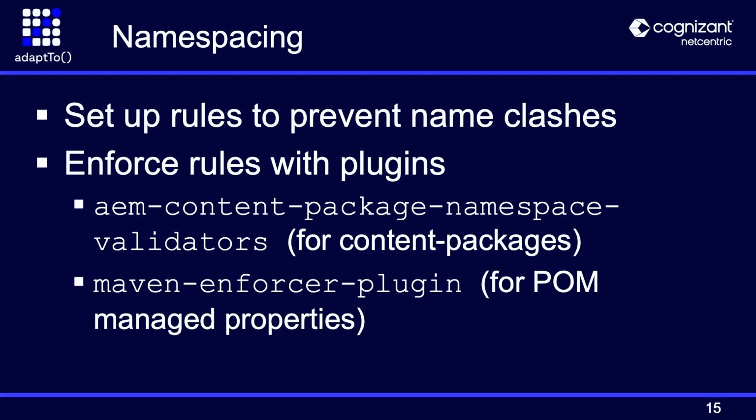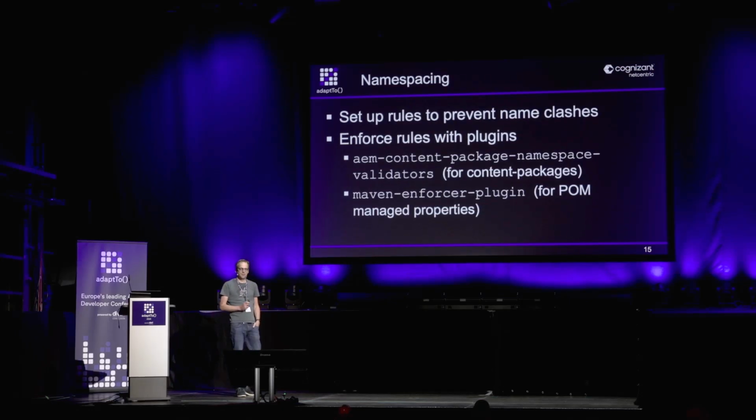One of those tools is the AEM content package namespace validators. And yeah, I'm not very good with inventing new names, but it's a very long one. But in the end, what it does, it validates namespaces on content packages, so a very speaking name. On the other hand, there is the Maven Enforcer plugin, which you can leverage to, for example, ensure certain namespacing within your POM already.